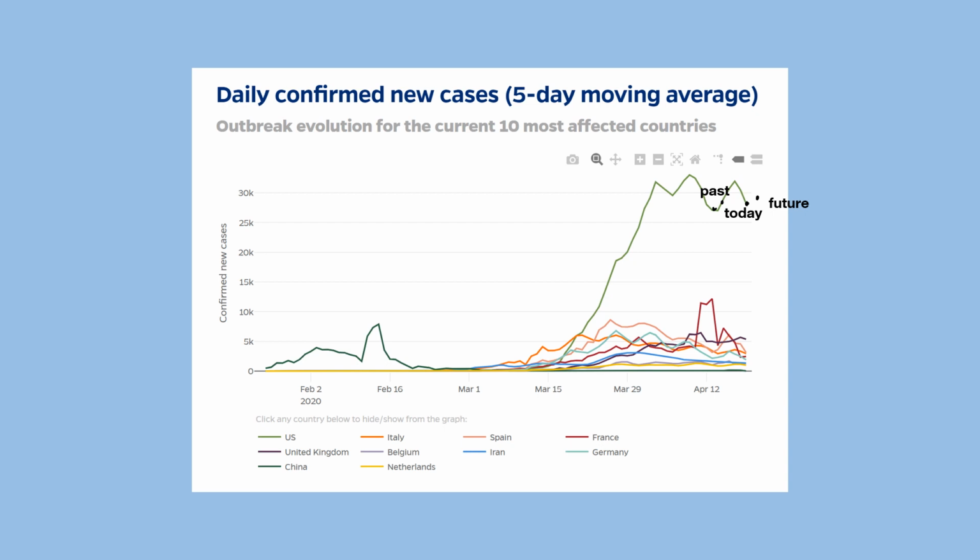Analyzing this graph, you can see that a so-called flattened curve that we have been hearing so much about is one where a previous upward trend in the number of new cases each day has either flattened or started downward.